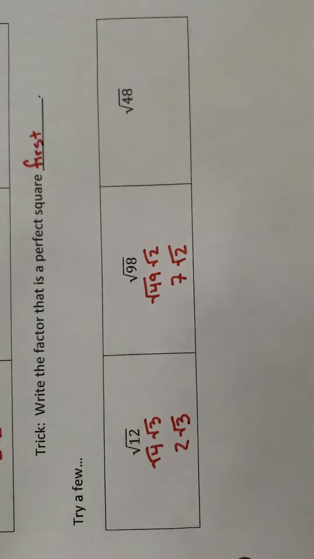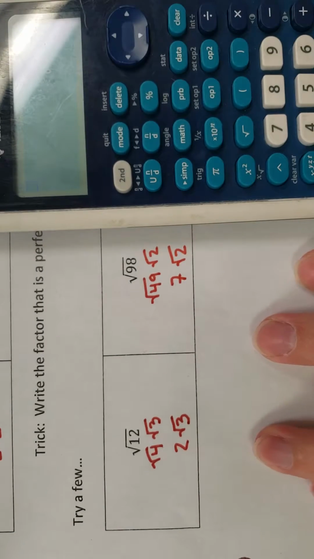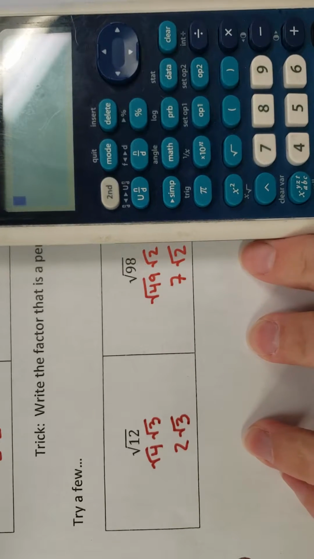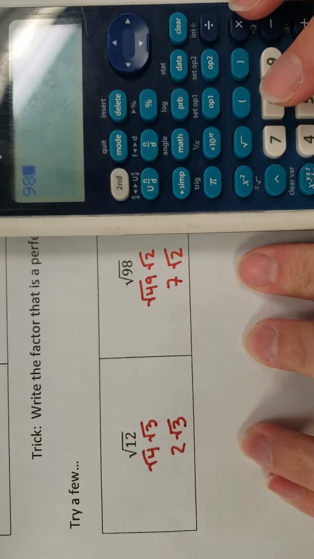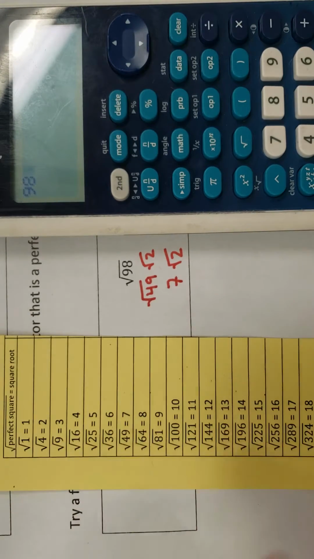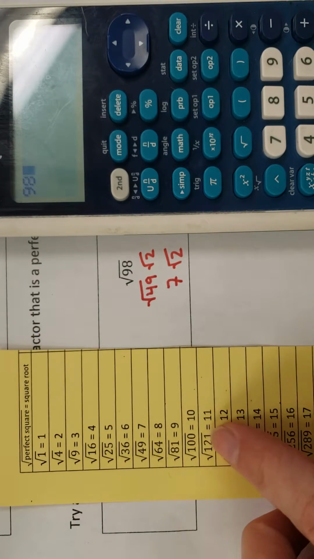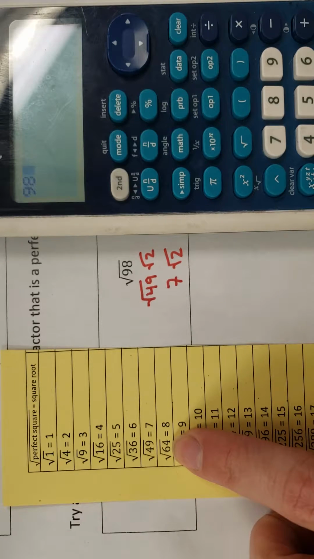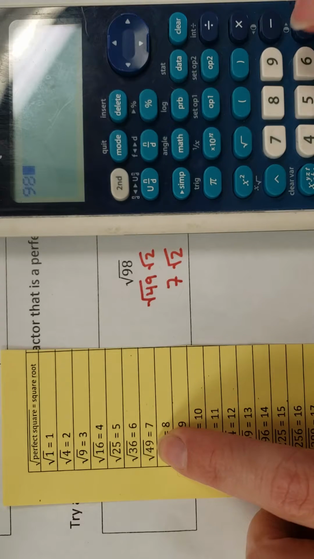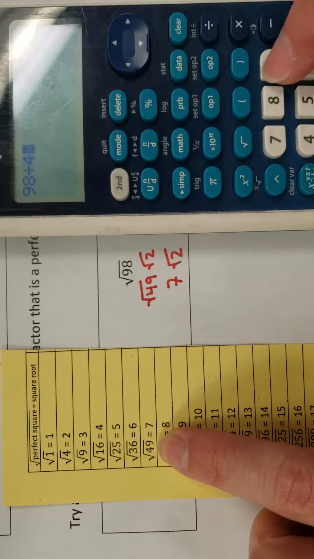Now with these larger numbers, kids will complain that I don't know the factors of, say, 98. What you can do is start with 98 on your calculator, and then use your list of perfect squares and see which ones might go in. Of course, 81 isn't going to go in evenly, 64 won't. The next biggest one is 49, divided by 49.